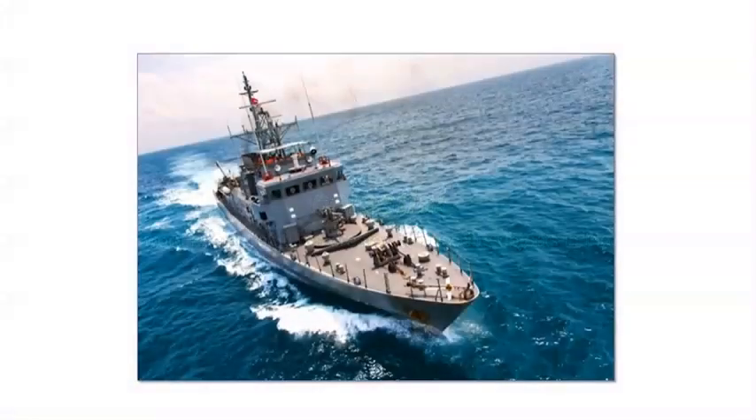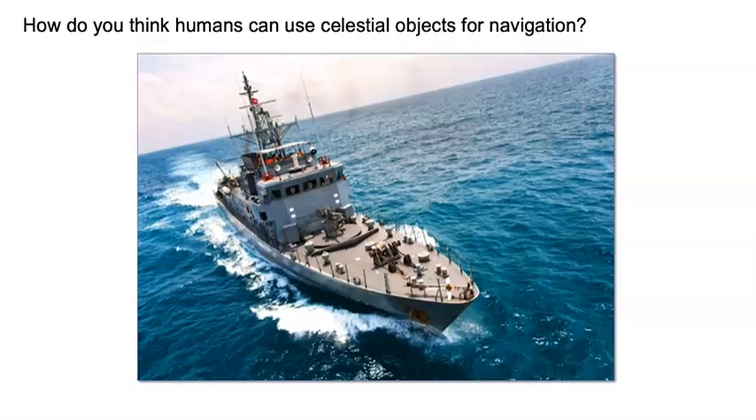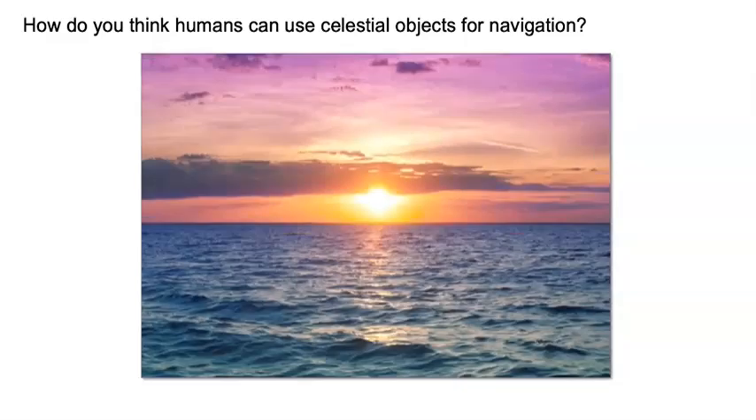Do you think that people still use celestial navigation today? Actually, they do. People studying to become sailors and pilots at the United States Naval Academy continue to learn how to navigate by using celestial bodies even today. But how do you think humans can use celestial objects for navigation? Well, I remember that the sun rises in the east, so that could help figure out which way is east. And if the celestial objects stay in the same place, we could use them like landmarks to help us find our way.